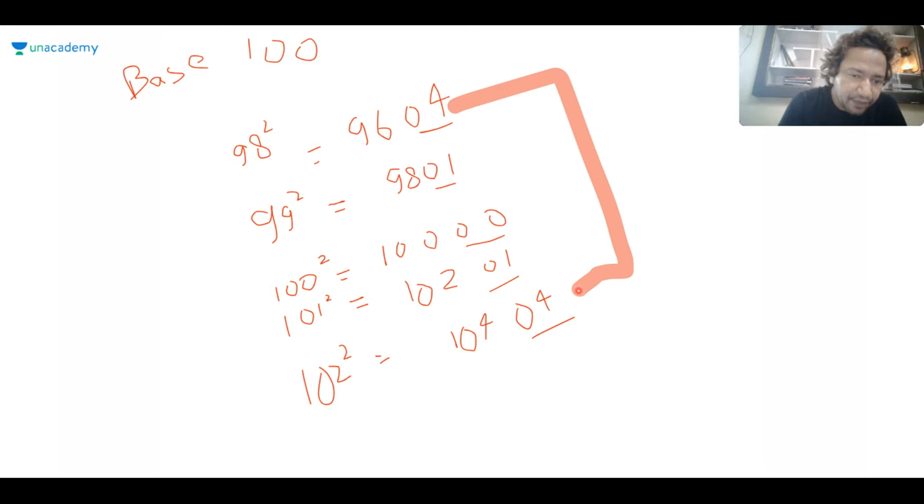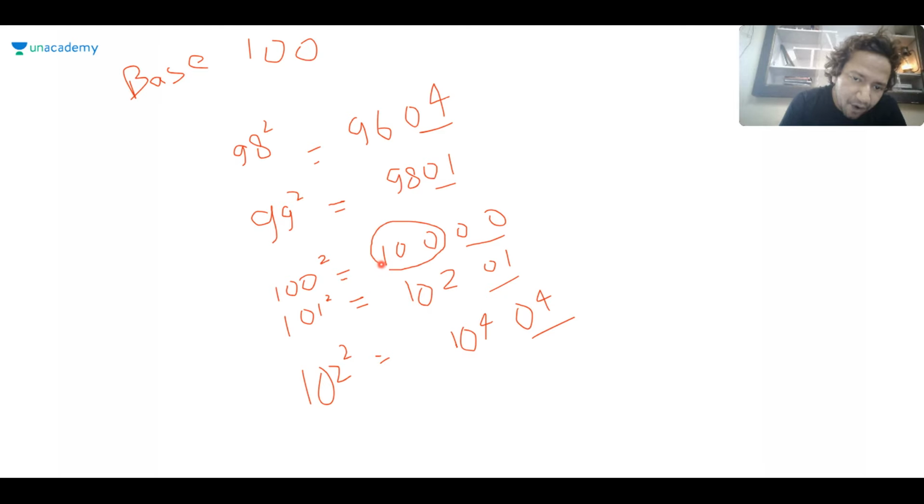Now, coming to the first three digits, how are they being formed? 100 then becomes 102, 104, going backwards, 98 and 96. So here we can see that the shift is of two places. Is that correct? In the case of 50, the shift was of just one place. In case of 100, the shift is of two places. Right? Is that right?